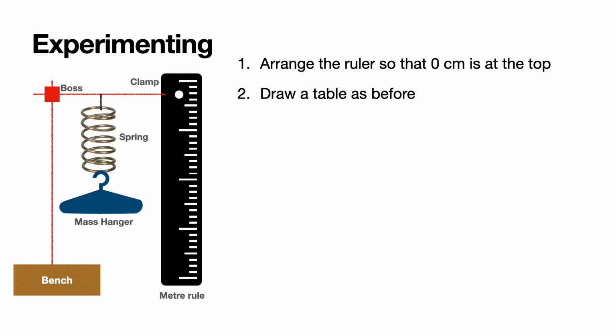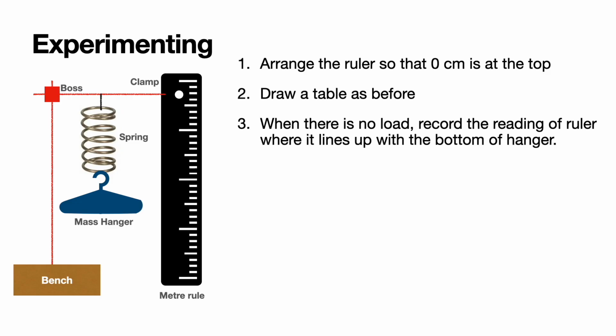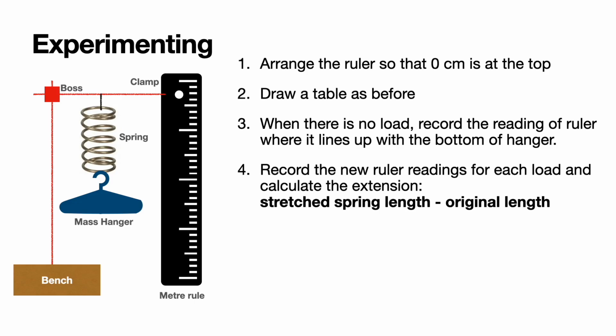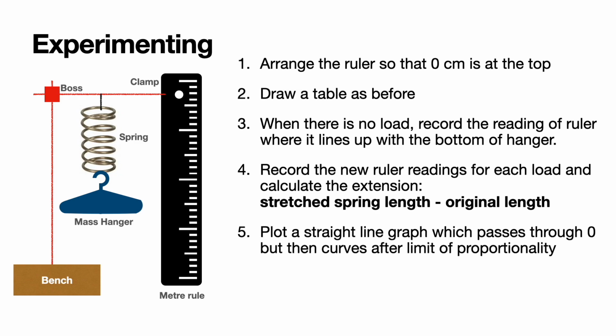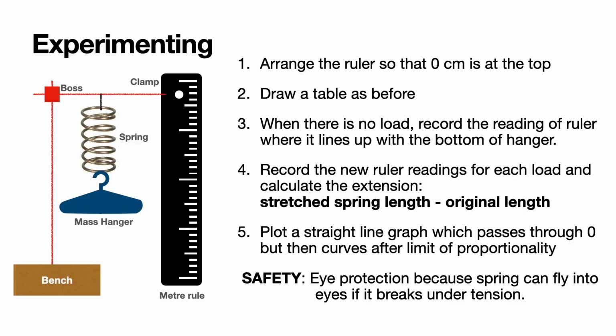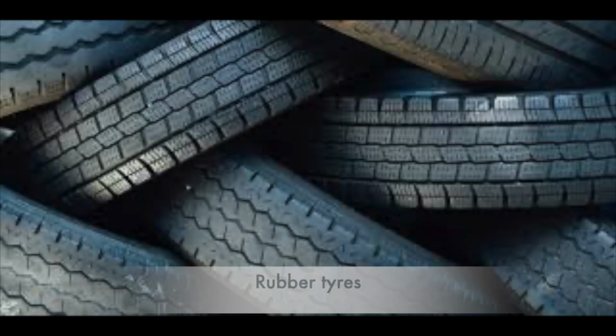Draw a table as we saw before. When there is no load, record the reading of the ruler where it lines up with the bottom of the hanger. Record the new ruler readings for each load and calculate the extension. Plot a straight line graph which passes through the origin but then curves after the limit of proportionality is reached. A safety precaution will be using eye protection because the spring can fly into the eye if it breaks under tension.